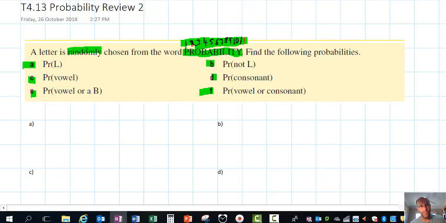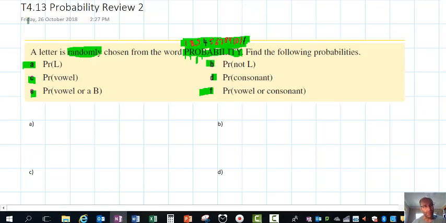Remember, randomly chosen would be like if all of these letters in the word probability were written on, say, identical ping pong balls, put in a bag, and the bag's mixed around, and you put your hand in without looking and randomly choose a letter. So it's that sort of situation. I've counted the number of letters, and you can see that there are 11 letters in probability.